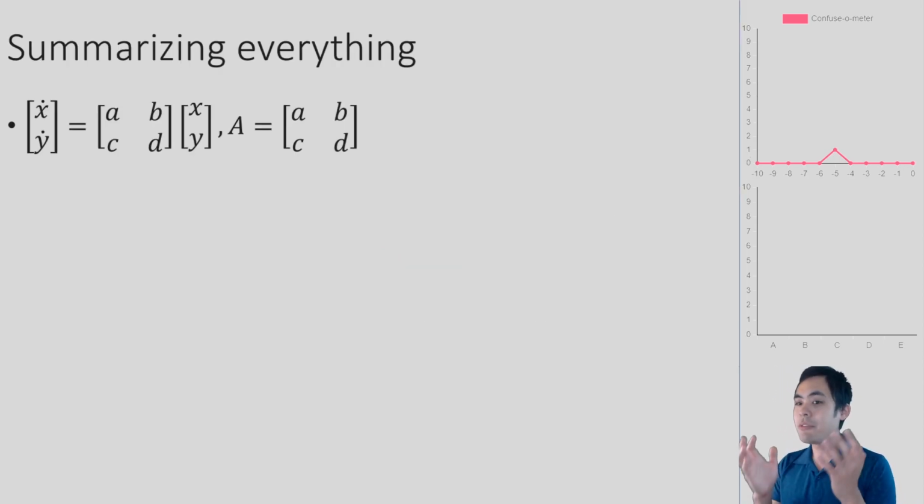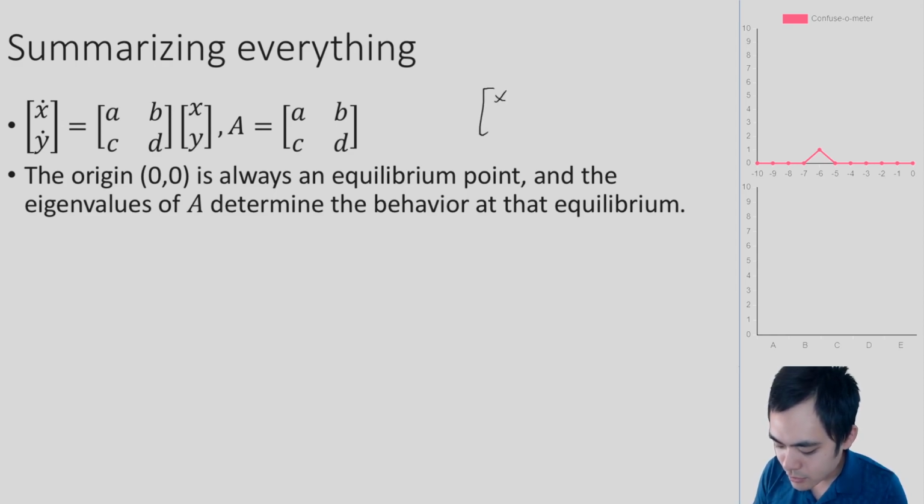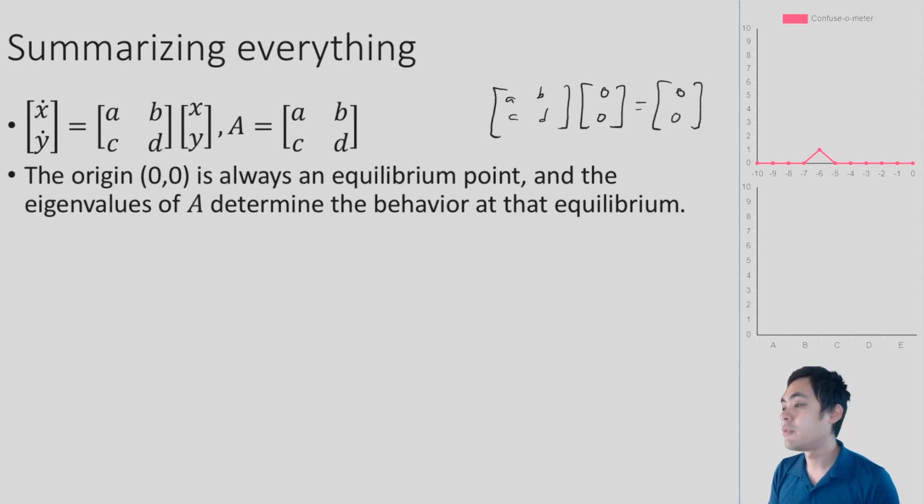So, if you have a linear system, x dot, y dot equals a matrix a, b, c, d times x, y, where A is this matrix, the origin is always an equilibrium point. What this means is that if you plug in the origin point into this A, B, C, D, it's always equal to itself. And so therefore, this is an equilibrium point.